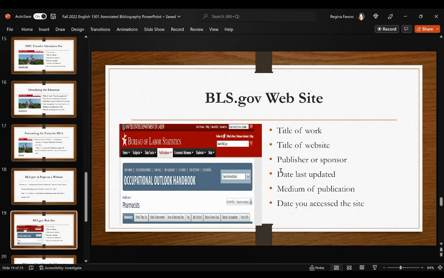So after I conducted a search, it gave me this option here for pharmacists. And you see the different tabs: summary, what they do, work environment, how to become one, job outlook, state and area data, similar occupations, and more info. You want to spend more time on how to become one, because that's going to give you the education requirements as well as any certification requirements that are required for your field. So it's the same setup: title of work, title of website, publisher, sponsor, date last updated, medium of publication, and date you accessed the site.